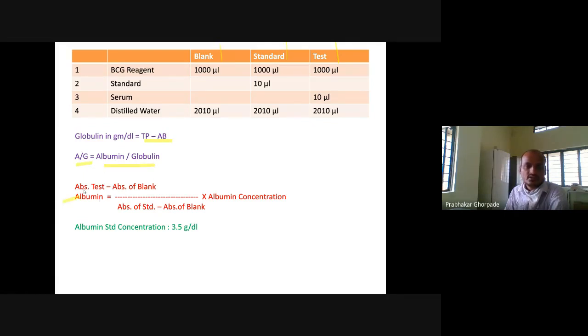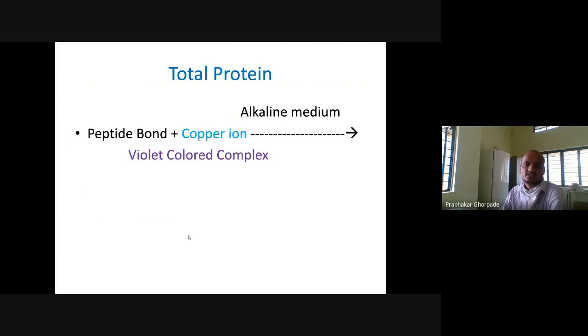So albumin is equal to absorption of the test minus absorption of blank, divided by absorption of standard minus absorption of the blank, multiplied by albumin concentration. So if it is 5 gram per deciliter, we are taking 5 here. Okay, so albumin standard concentration here is 3.5 gram per deciliter. So that is how we estimate the albumin.